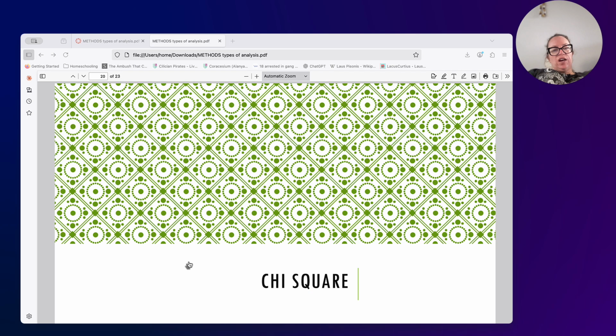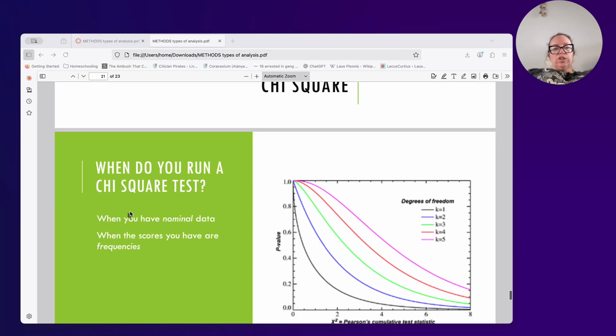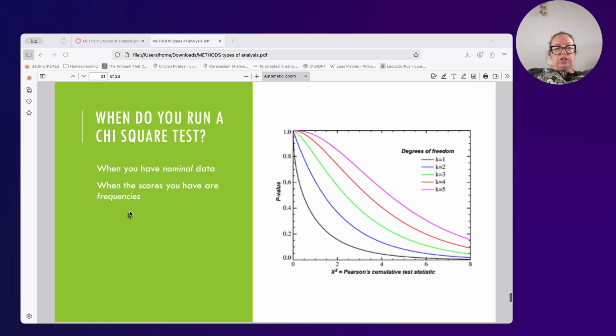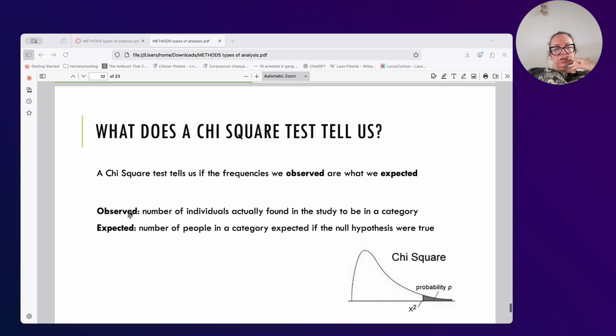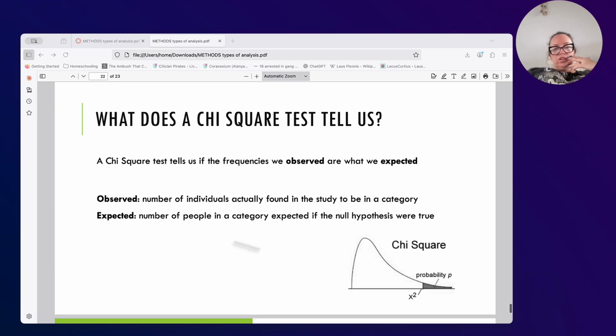All right, then we have the chi-squared, not the chi-square, the chi-squared. Chi-squared looks at frequencies. So we look at nominal data and how frequently we have scores occurring in our different categories. So a chi-squared test looks at frequency. Let's take a look here, right? It looks at frequencies of observed and expected values.